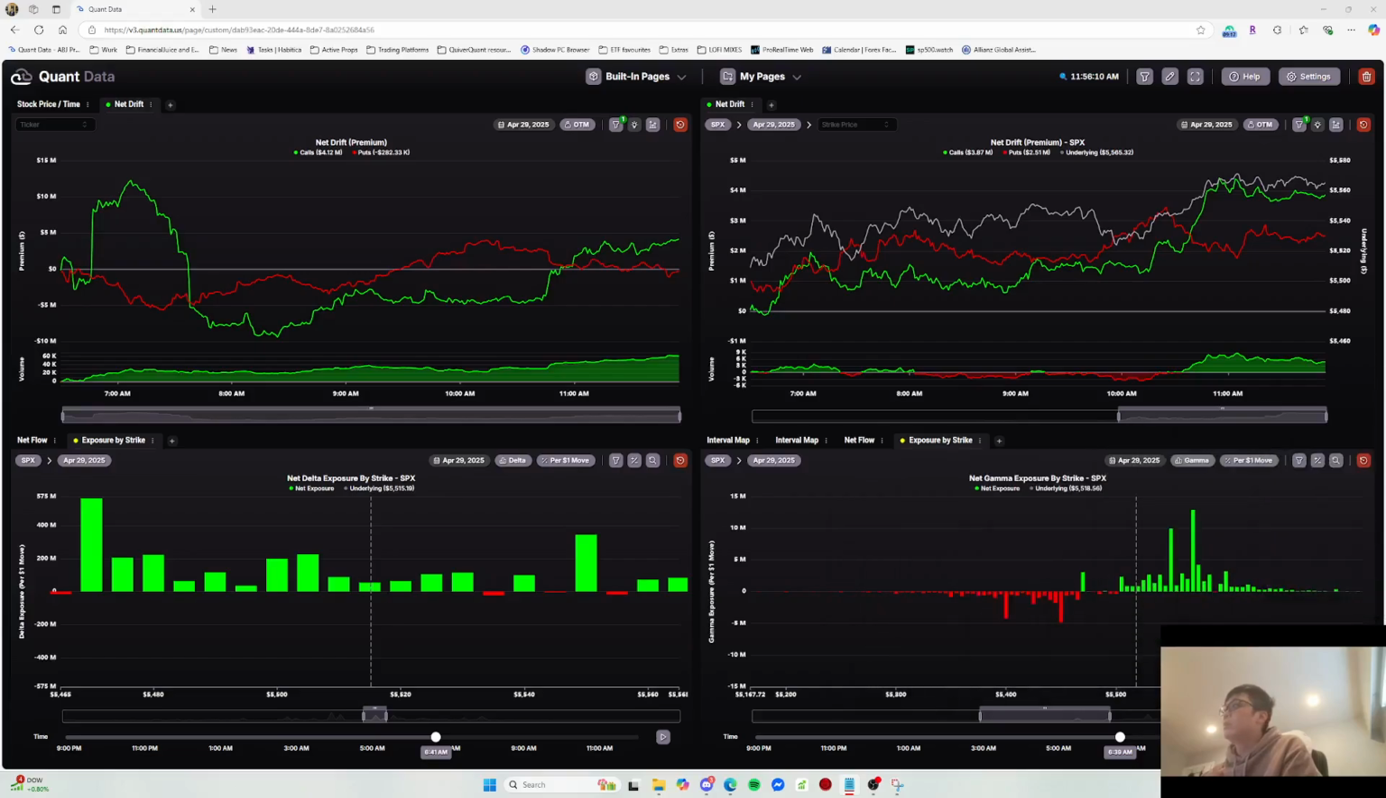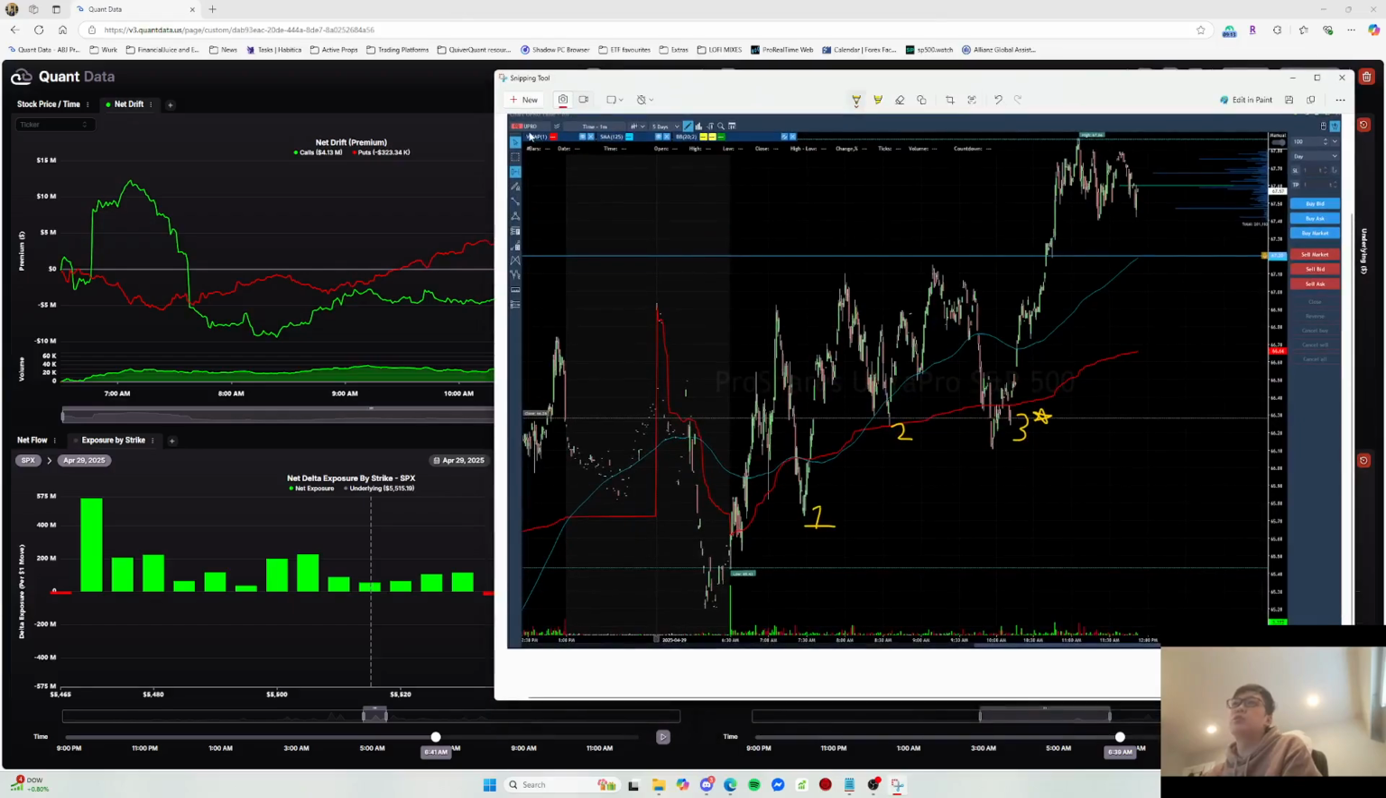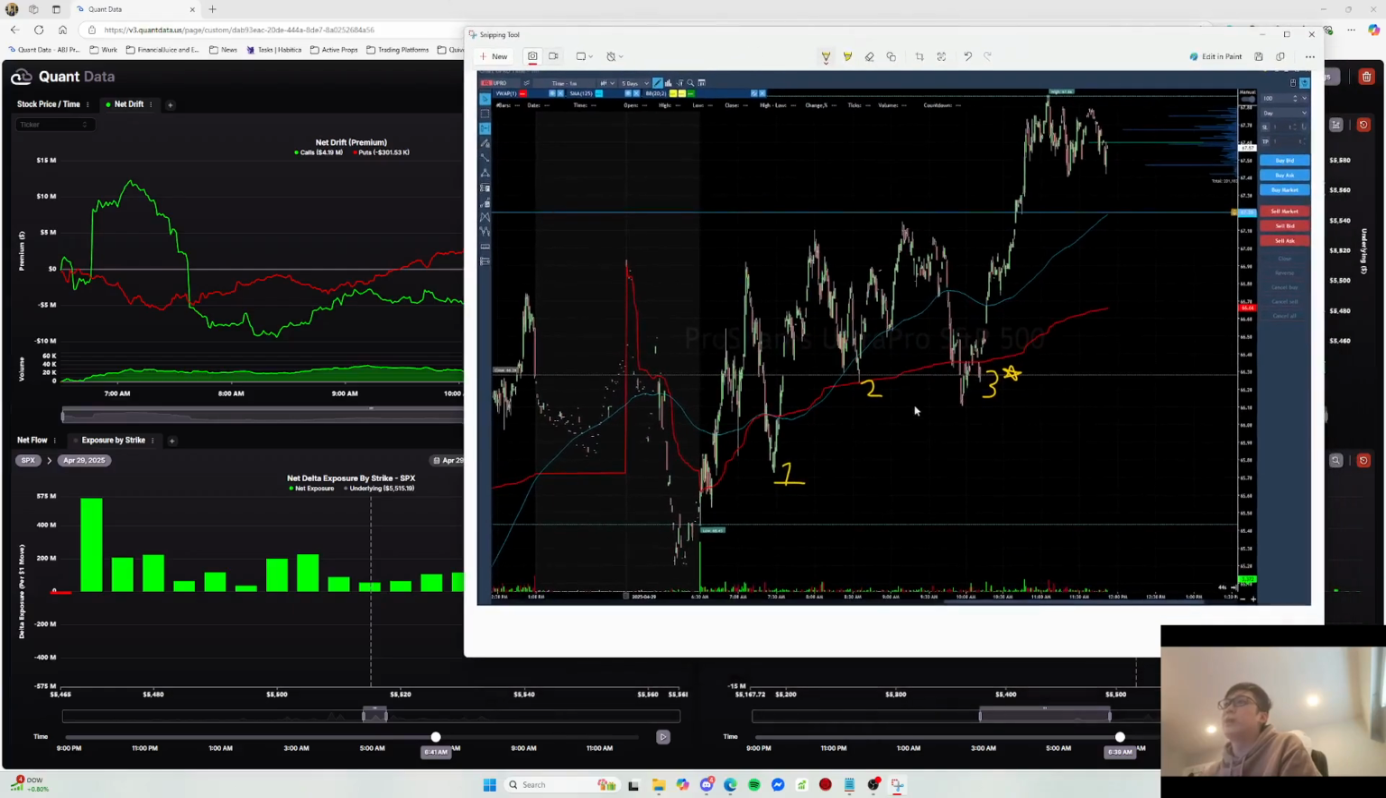So this was today. I just took a snipping tool. This is UPRO, the leveraged share of SPX. I really like to trade this stock. Here are 3 trades, and I'm going to show you exactly where we took these trades. I marked 3 with a star, reason being, I actually didn't take this trade because I'd already left for the day. But these were live trades that we took on stream.